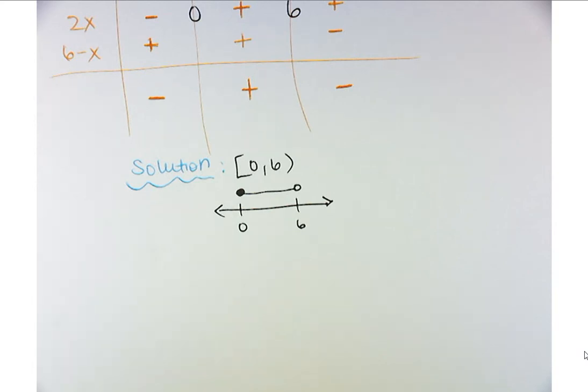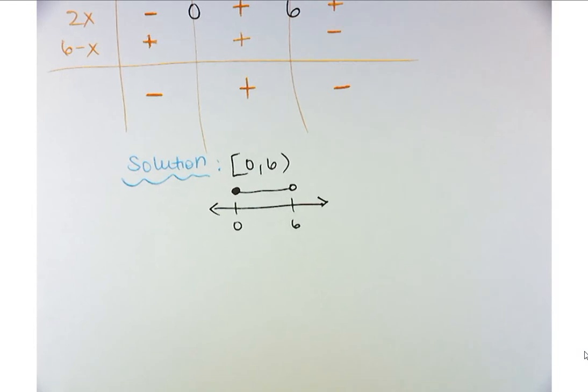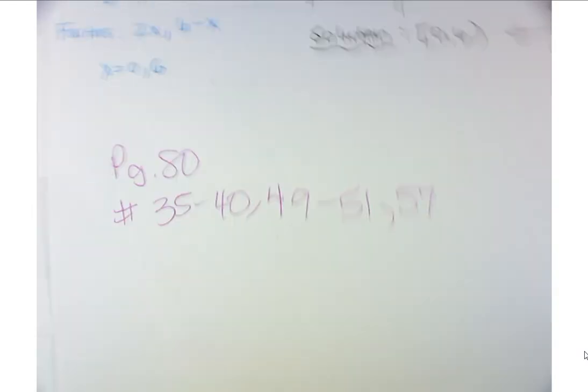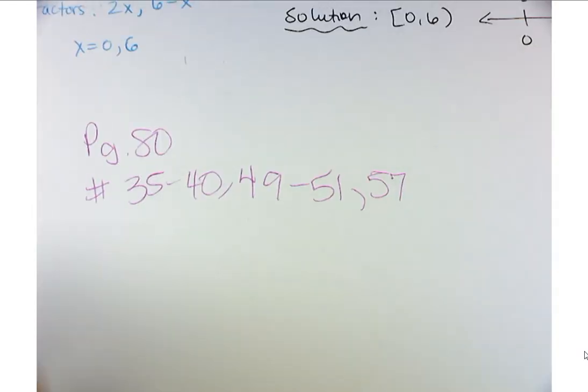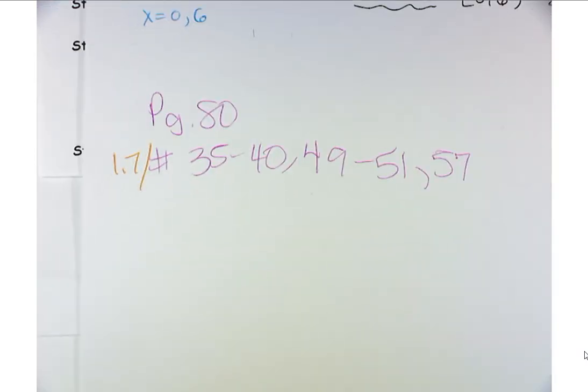Good. Okay. I'm going to give you your homework. All right, so this was 1.7, which is on page 80. And then you guys are doing 35 through 40, 49 through 51, and 57.